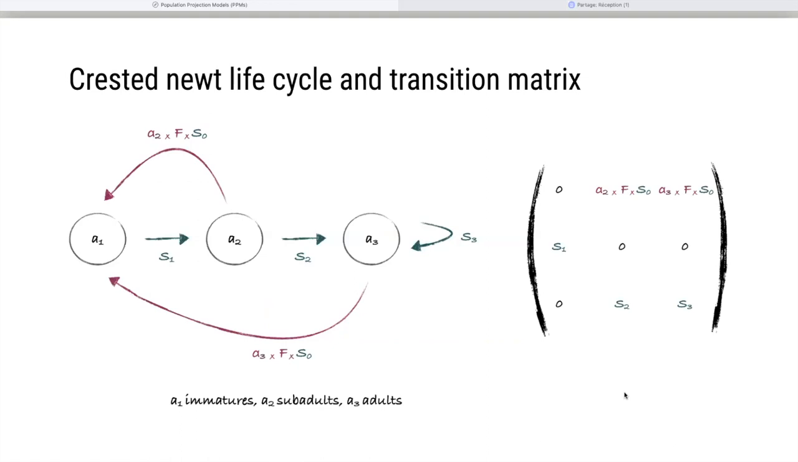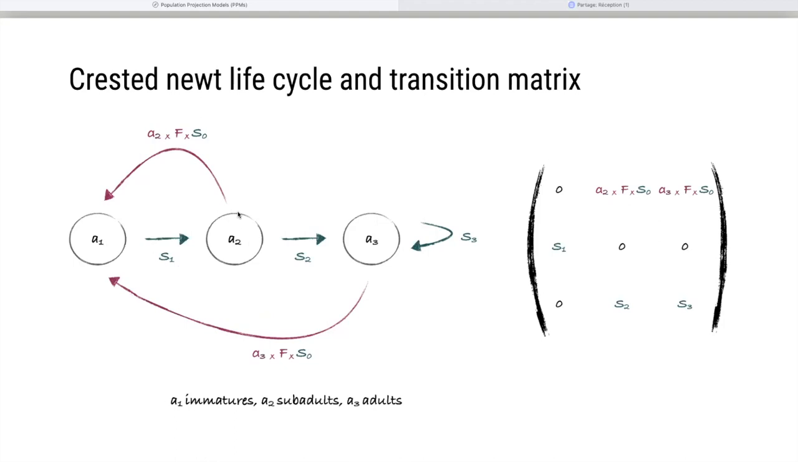The immature individuals that we call A1 can survive and become subadults, A2, with survival probability S1. The subadults can survive with probability S2 and become adults, and the adults can stay alive with probability S3. This is a pre-breeding cycle.